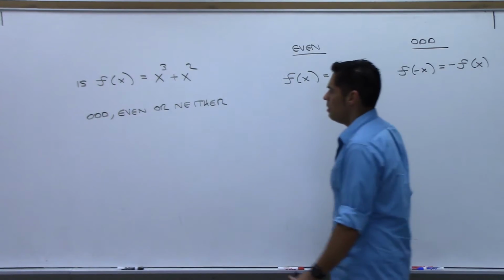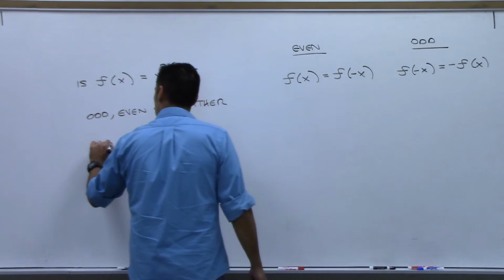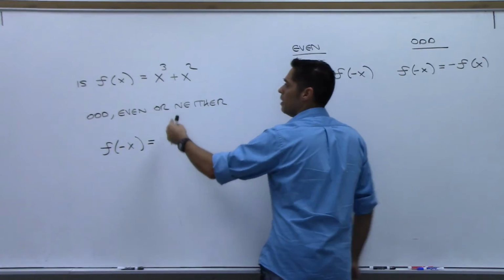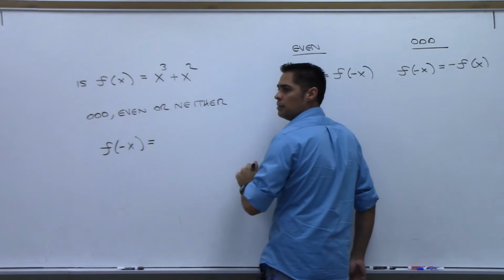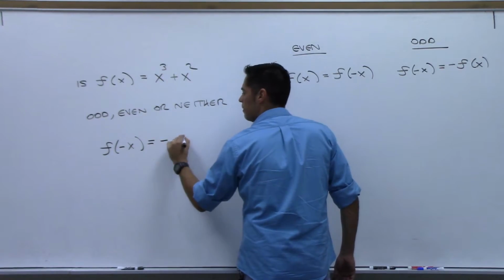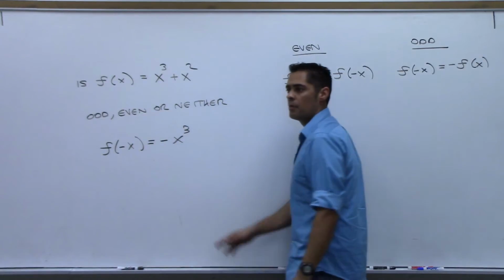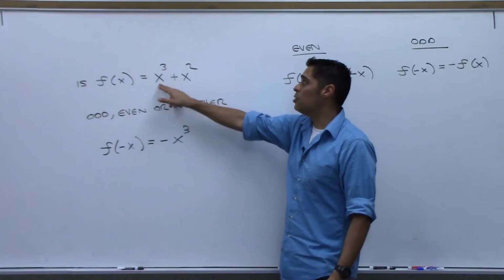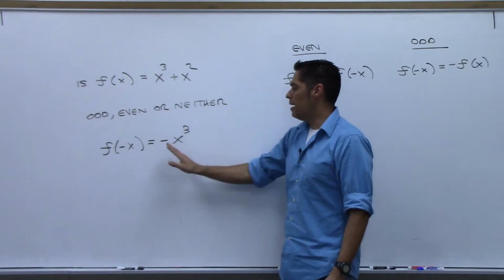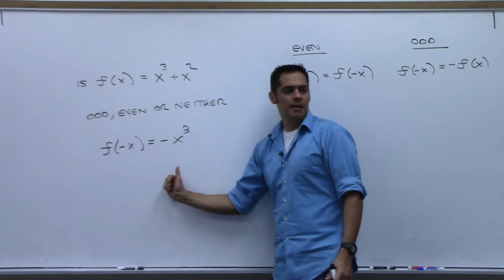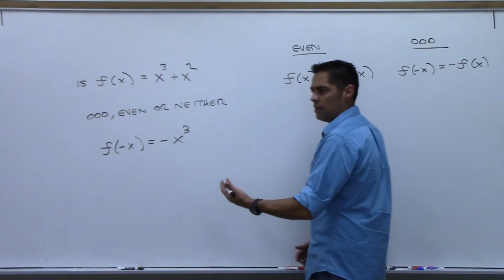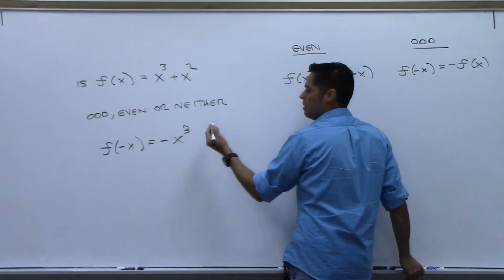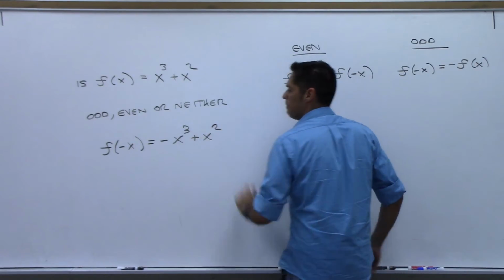Let's check this. Let's see what happens. What is f of negative x right now? If I take a negative number and cube it, it's going to be negative x cubed, right? Agreed? Like if I take negative 2 and cube it, I'm going to get 2 cubed but negative, negative 8. Now what happens if I plug in a negative number and square it? It's positive, so that still stays the same.